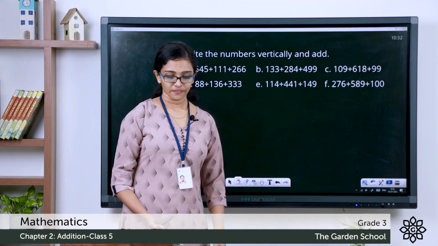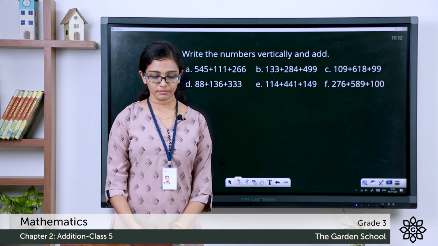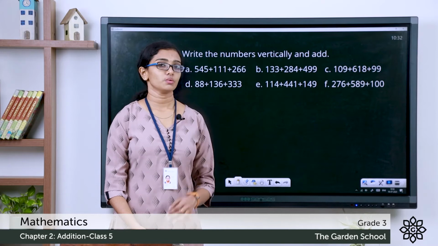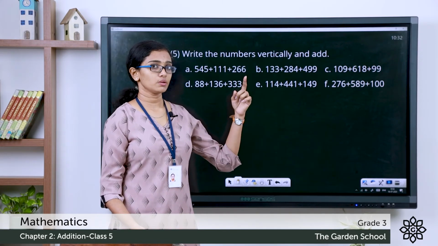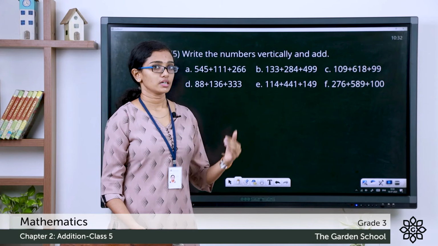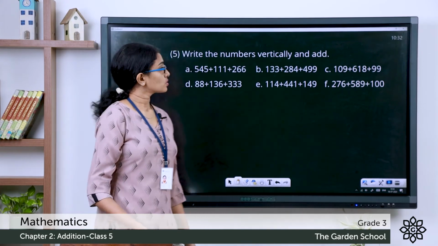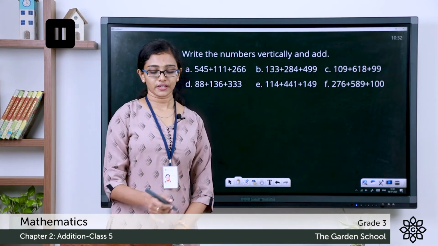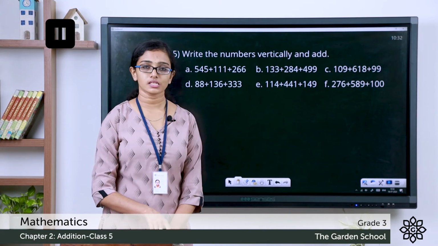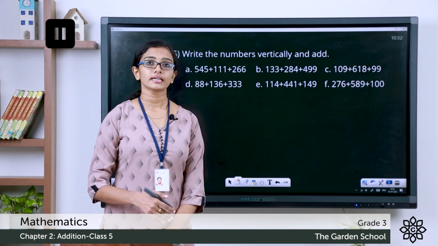Now, let's see the fifth question. Write the numbers vertically and add. Vertically means what? You are writing one number after the other column wise, right? So these are the questions. You can pause the video. We can finish the sum for all the questions and come back.